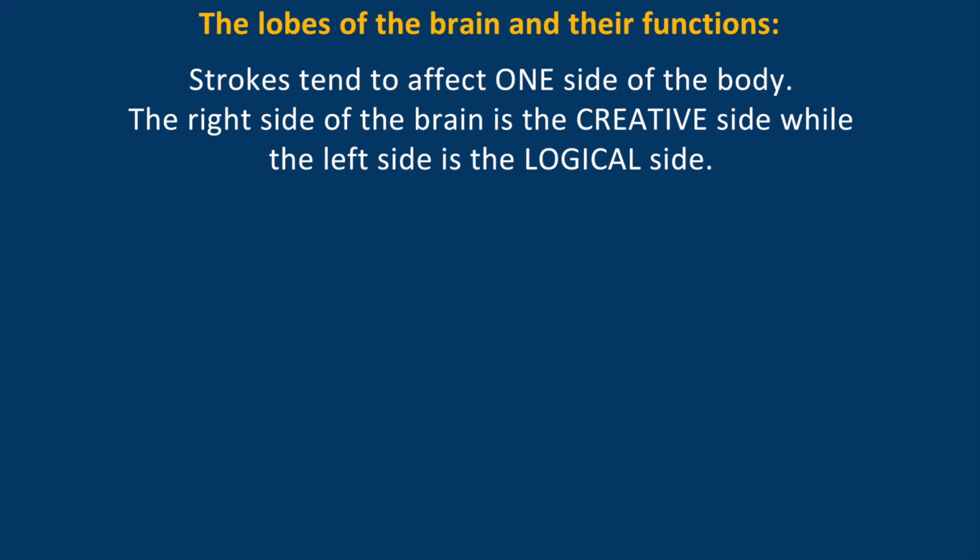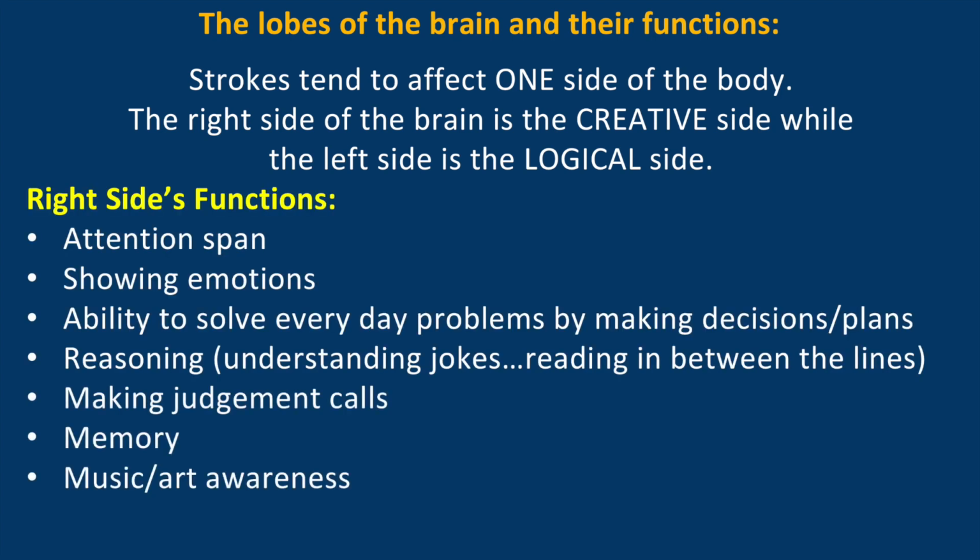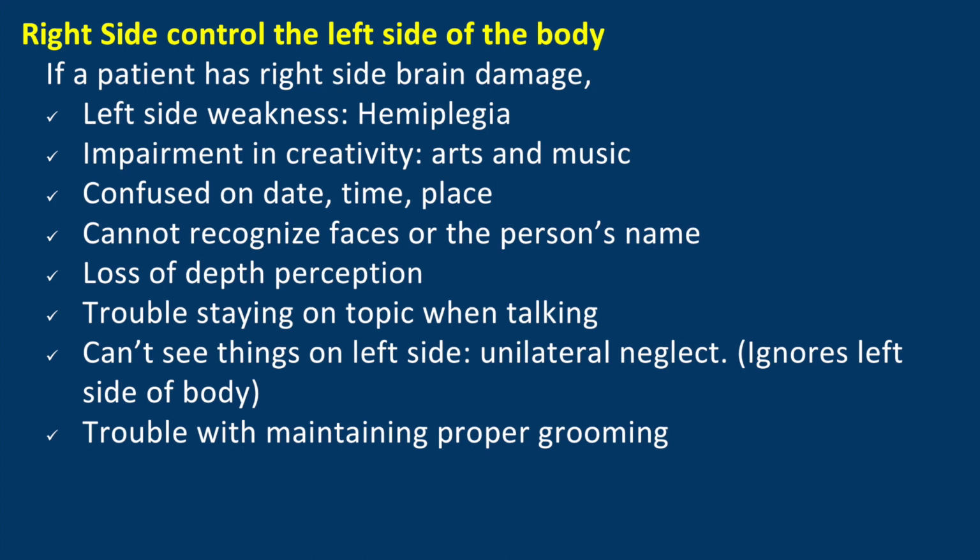Now we'll see the lobes of the brain and their functions. Strokes tend to affect only one side of the body. The right side of the brain is the creative side, while the left side is the logical side. Right side functions are attention span, showing emotions, and the ability to solve everyday problems by making decisions, plans, and reasoning, that is, understanding jokes, reading between the lines, making judgment calls, memory, music or art, and awareness. The right side of the brain controls the left side of the body.